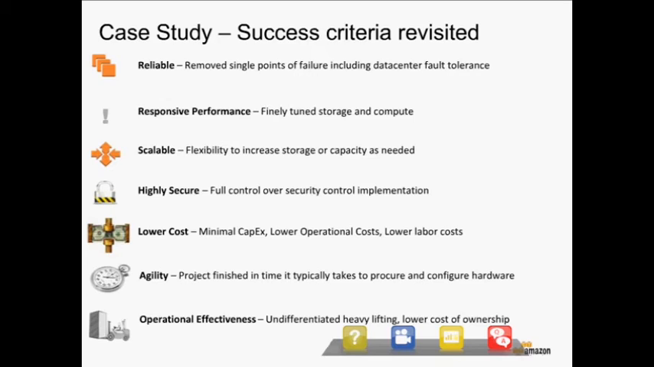Agility is a key component also, and one of the things that really drives innovation on the platform. This project finished in the time that it would typically take to procure and configure hardware on premises. And then operational effectiveness, removing that burden of undifferentiated heavy lifting. Your business probably succeeds because of the unique value that you offer to the market. Focus your resources on increasing that value and let the undifferentiated heavy lifting associated with commodity IT services be handled by one of the world's largest infrastructure service providers.